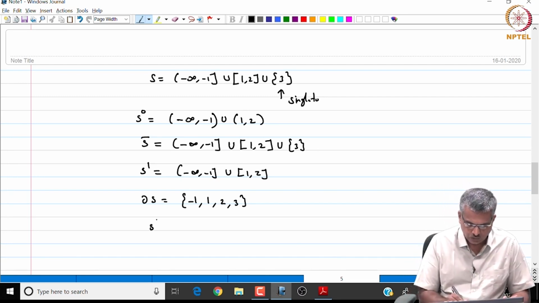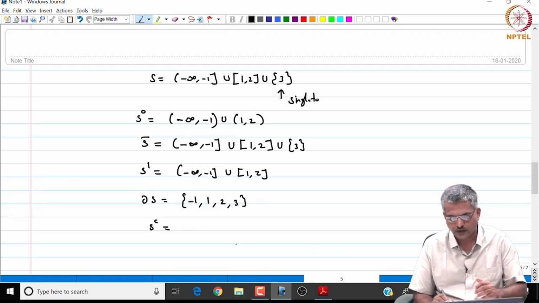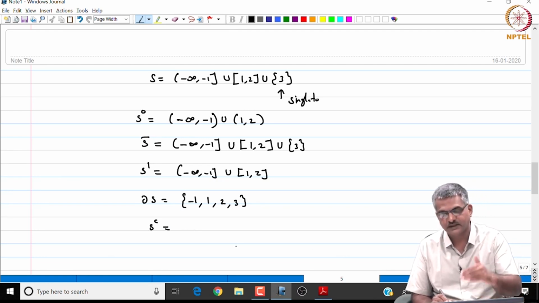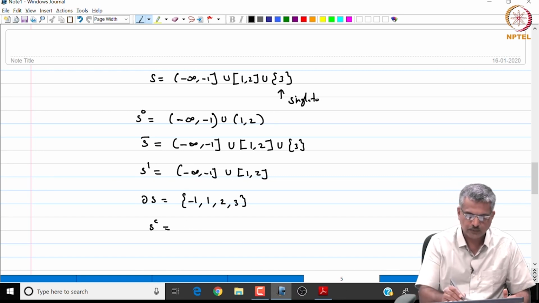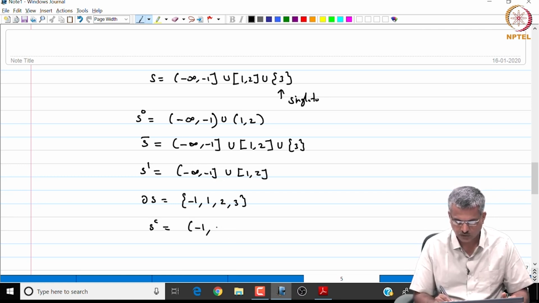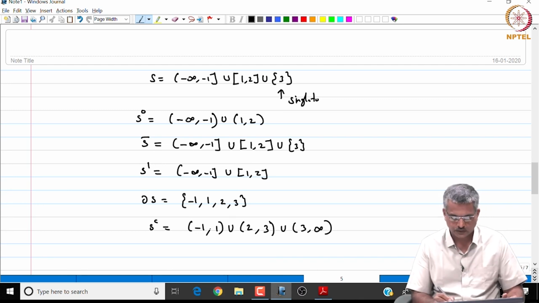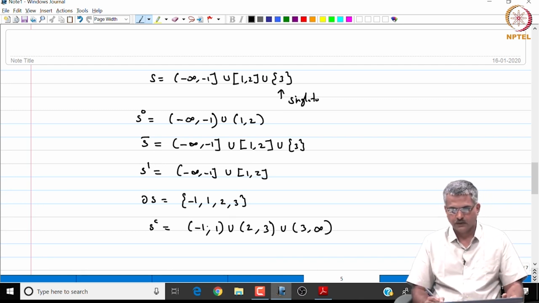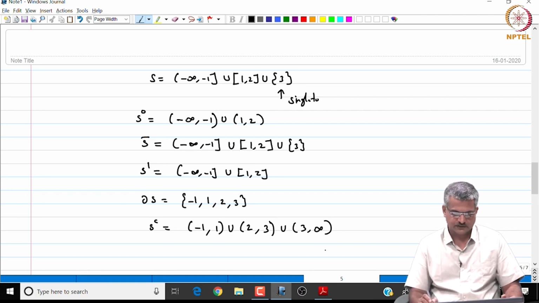And finally, S complement is all points from R where you remove the set S. So you have from minus infinity to minus 1, where I need to exclude minus 1. Then from minus 1 to 1, I need to exclude 1. Union 1 to 2 is in the set, so I need to exclude 2. Then 2 to 3, because 3 is there, I need to exclude 3. Union 3 to infinity. So this is the complement of the set S.